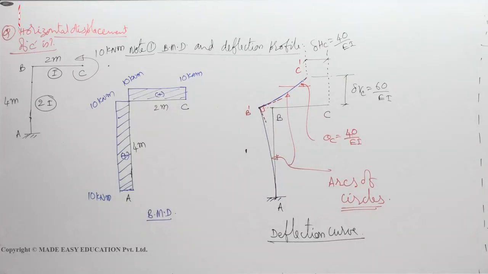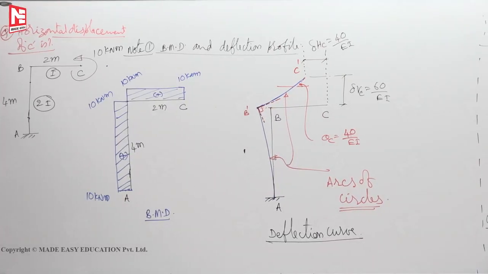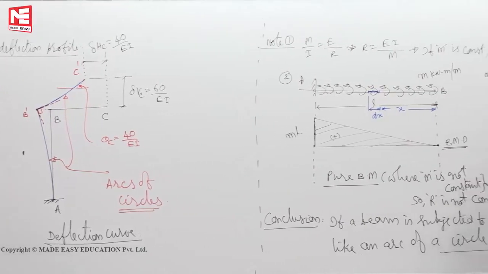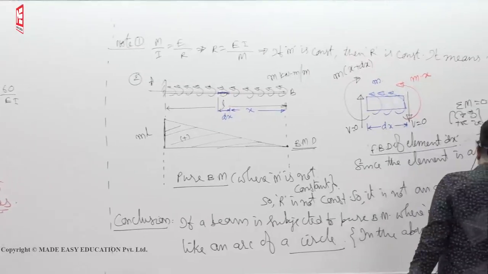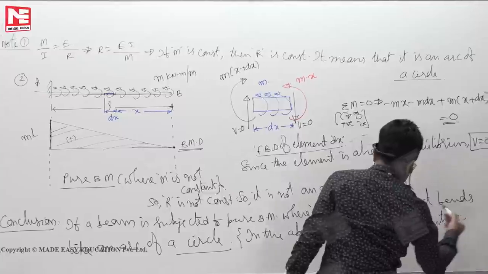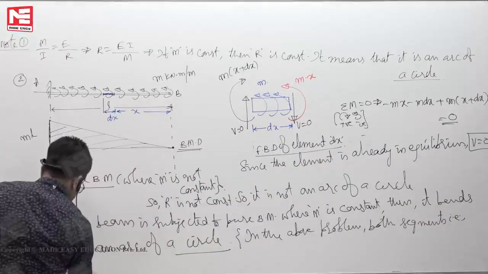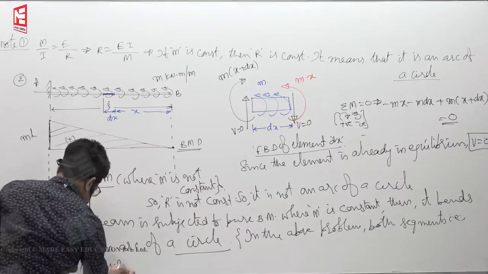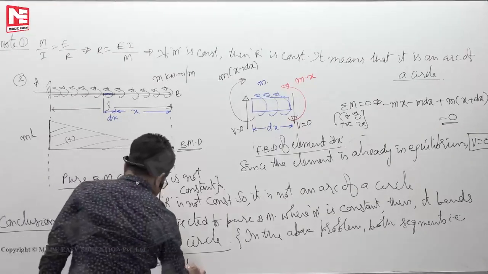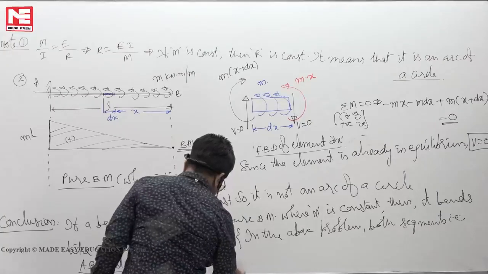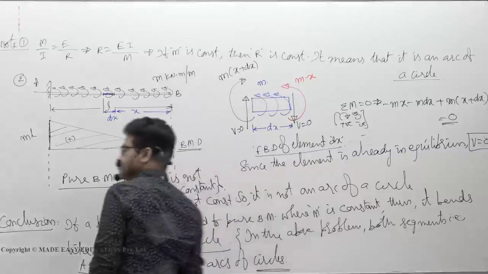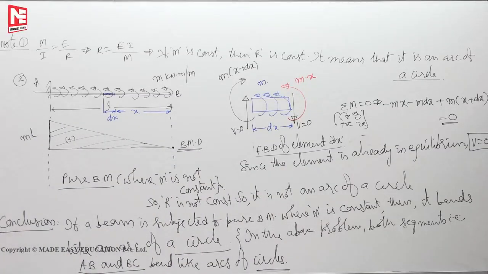So in the above problem, both segments, that is AB and BC, bend like arcs of circles. So both will bend like arcs of circles.